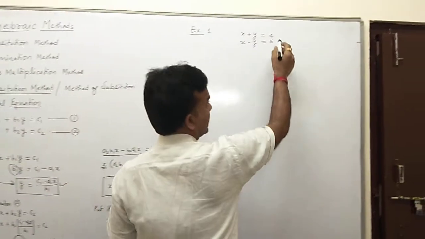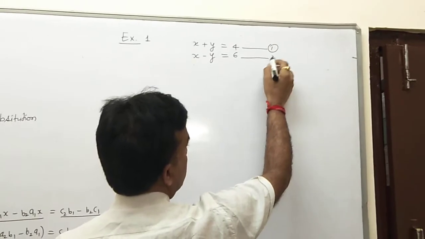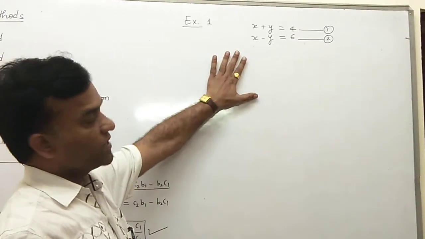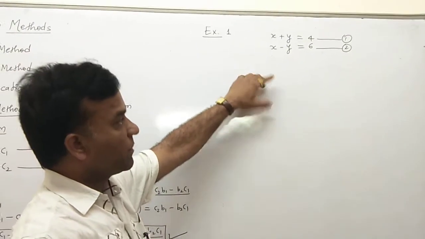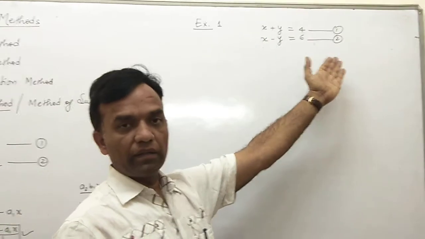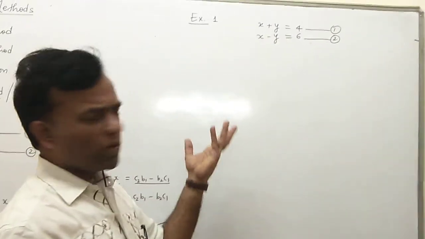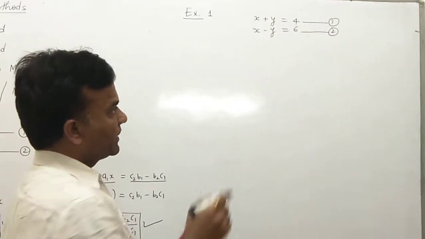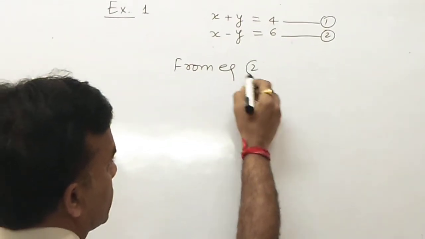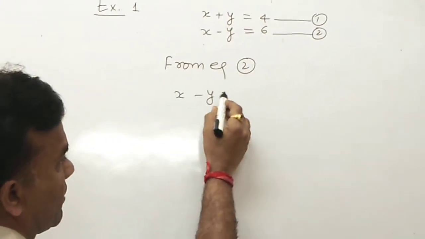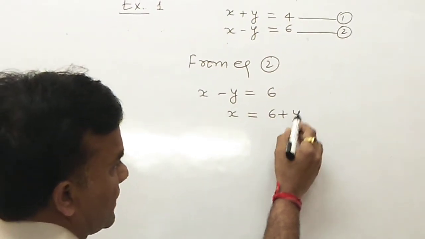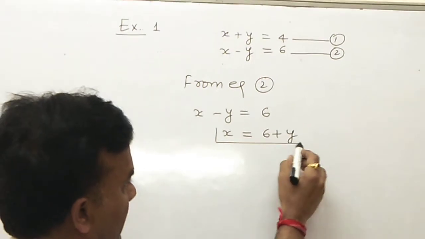Now first you call them equation 1 and equation 2. Which equation you consider first depends on you, but here a minus sign is given. So we will take the second equation, because the minus sign gets converted into plus, or maybe you consider the first, it depends on you, but here we consider the second. So from equation 2, we have x minus y equal to 6, and then you find the value of x like 6 plus y. Okay, so we have the value of x.